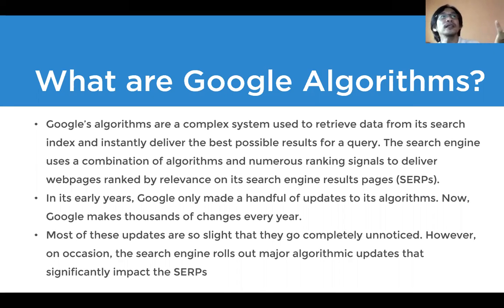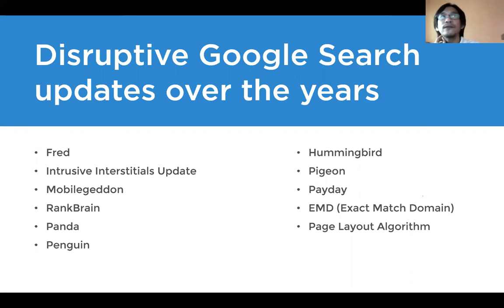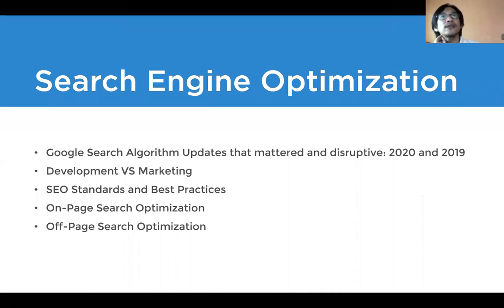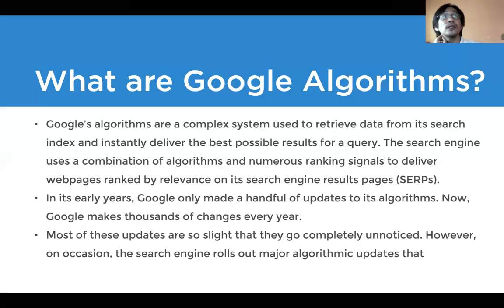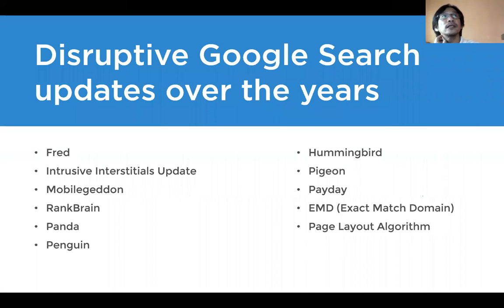Basically, as I've said, just go over the bullet points later on in the presentation. But we'll have to cover the latest updates that have happened for the last 2 years, 2020 and 2019. Before going to the last 2 years, I think I need to orient or refresh you on the most important algorithms that have happened over the years.